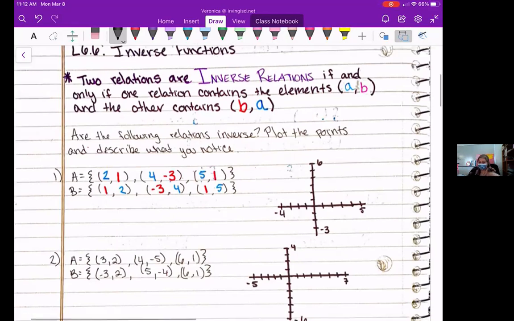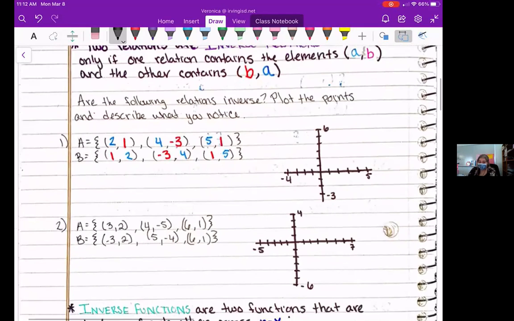So the first thing we're going to do is, are the following relations inverse? Plot the points and describe what you notice. Use 2 different colors if you can, because it'll help you see what we are looking for. So the first color, I really don't care, I'm just going to do purple. So for A, I'm going to do purple. So we have (2, 1). So (2, 1) is about here.